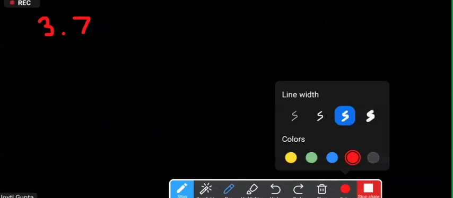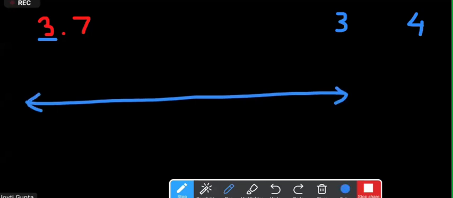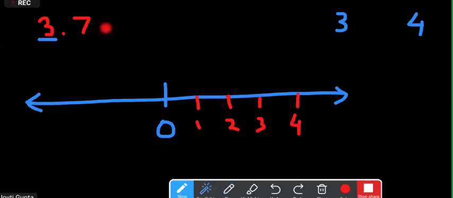Okay, so you can see that in 3.7, 3 is the whole number, right? And 7, that is the decimal part. So 3.7 means it lies between 3 and 4. Okay, so we will draw a number line and will draw 0. Then we have 1, 2, 3, 4. Okay, 3, 4. Then 3.7, it should lie between 3 and 4.